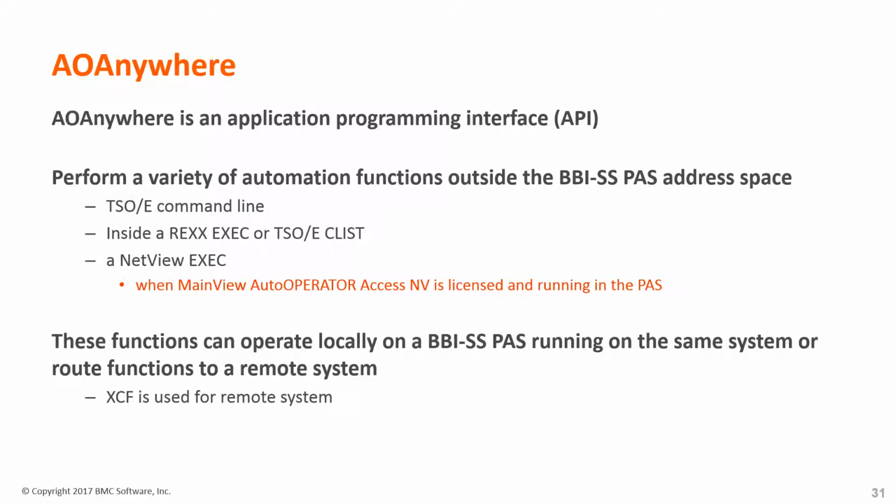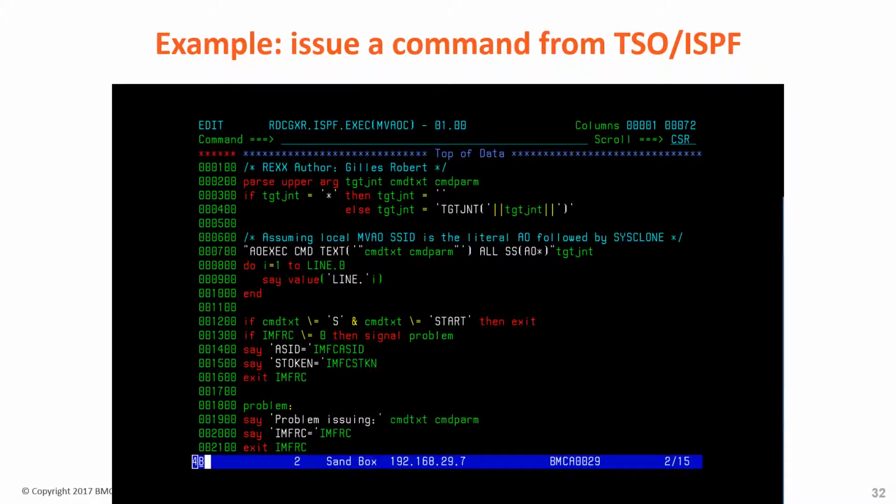AutoOPERATOR also has a facility called AO Anywhere, and AO Anywhere is an application programming interface that gives access to the MainView AutoOPERATOR functions. It also gives you a TSO command line interface, and you can run it inside of an exec or a TSO CLIST. We also have the ability to run under a NetView exec. These functions can operate locally on a BBI-SS running on the same system, or we can route them to remote systems via XCF. So here's an example of an exec running an AO exec statement. You can see that on line 700.